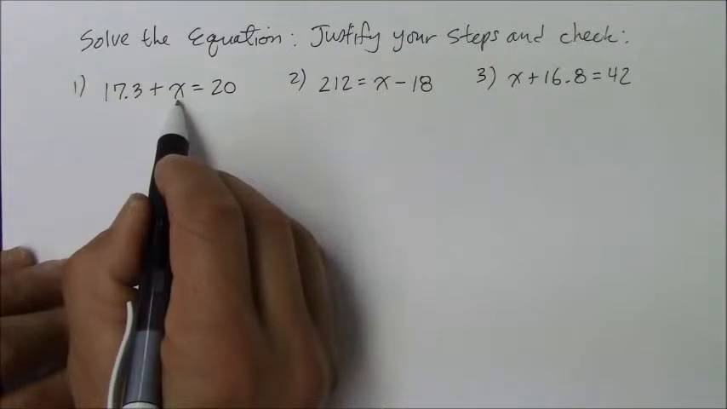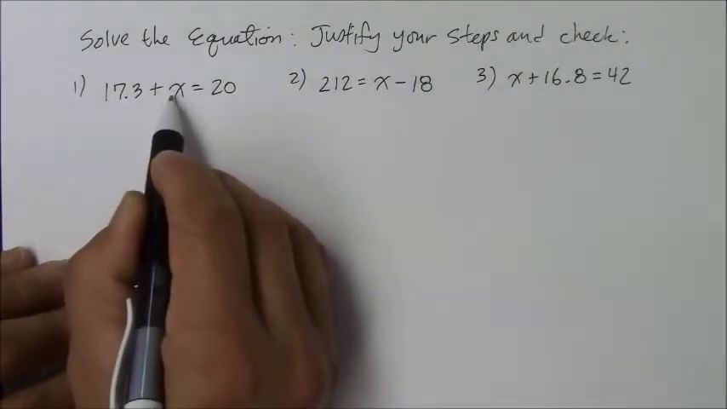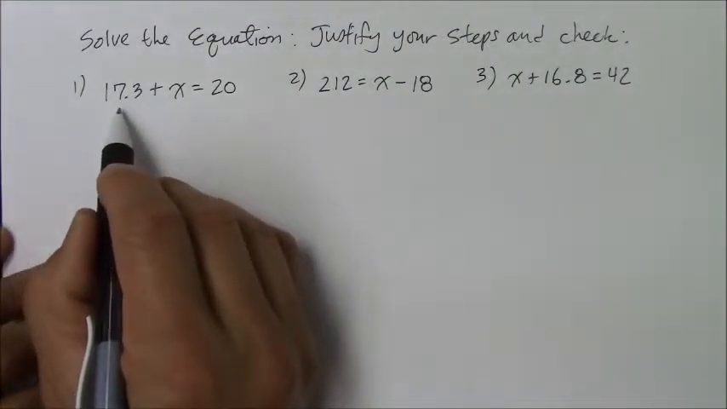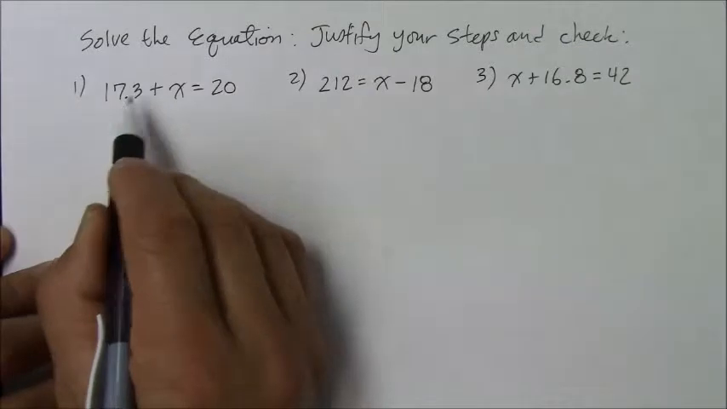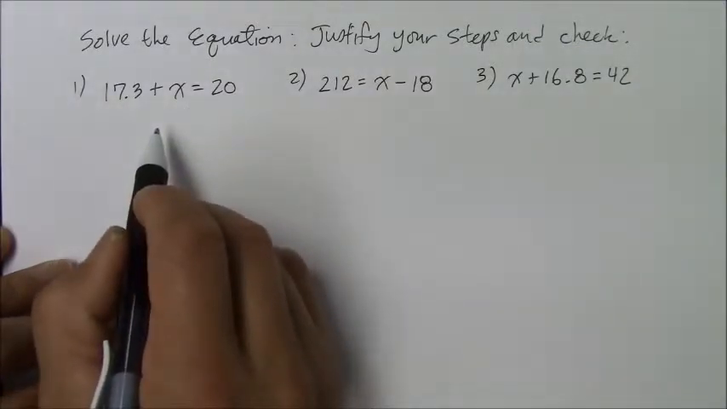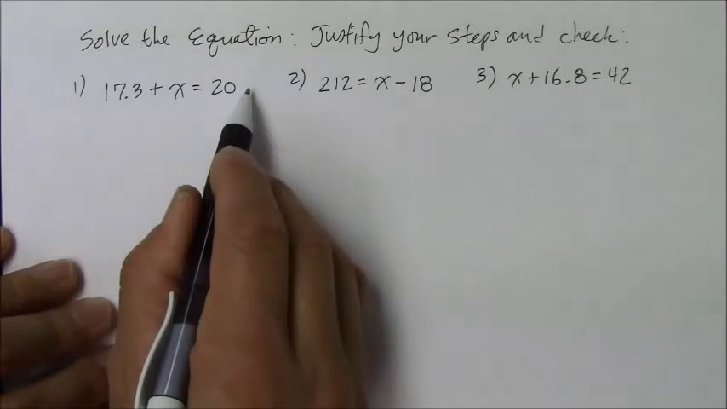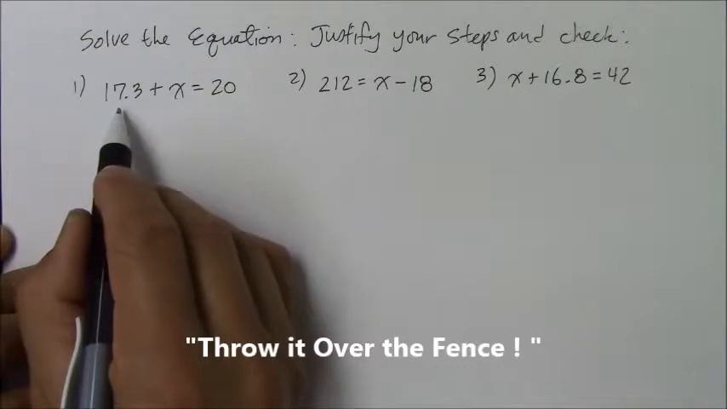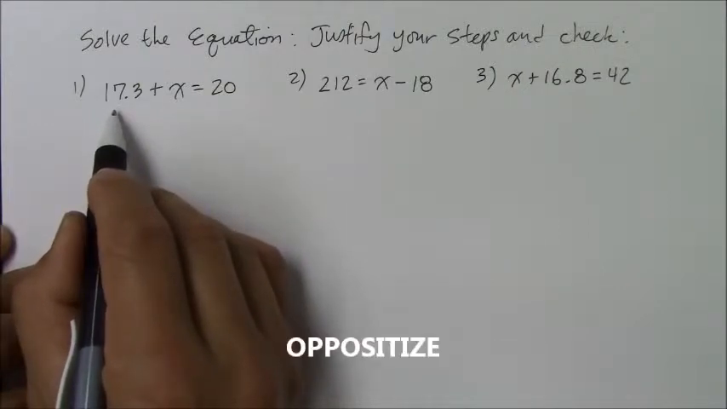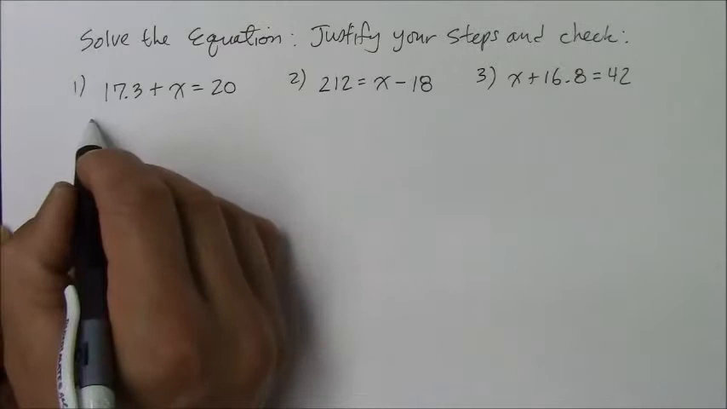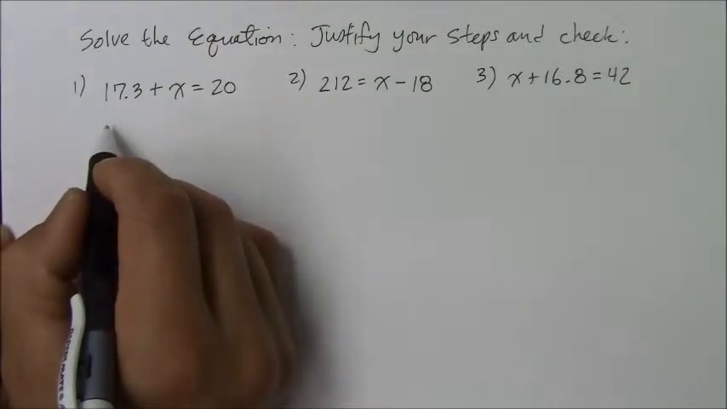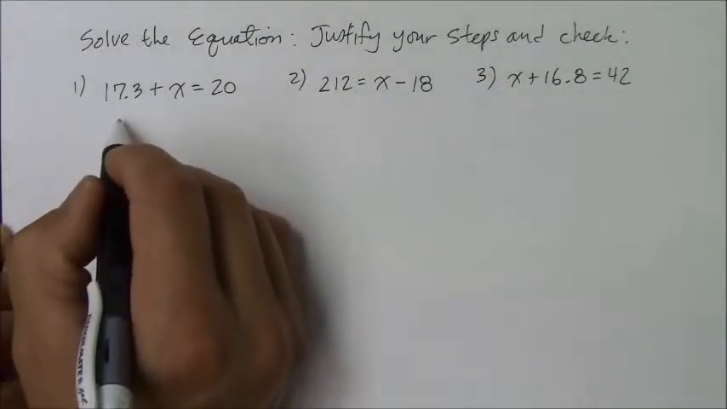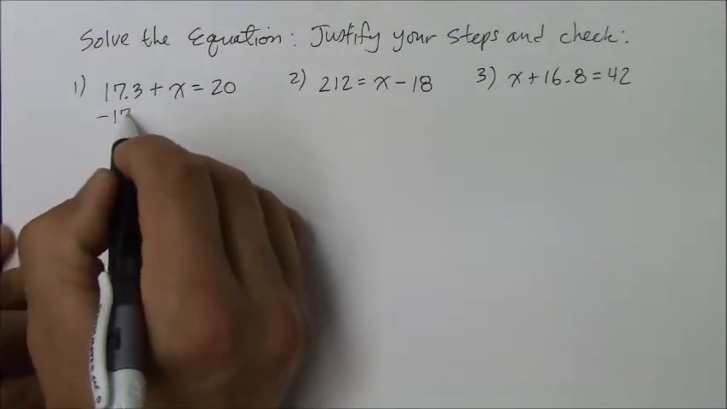To solve for what number this should be, 17.3 plus something will equal 20. To find that something, you want to move that constant, 17.3, away from the x. Some teachers even use the phrase, throw that number over the fence. Here's a word that I invented: OPPOSITIZE this number. This was 17.3. The opposite of 17.3 is negative 17.3.